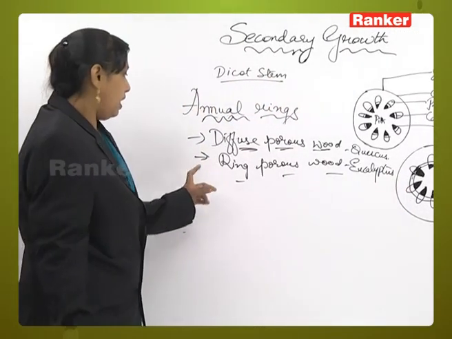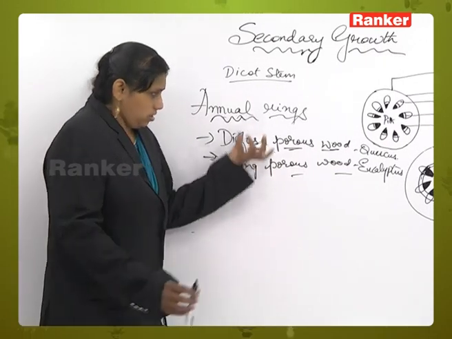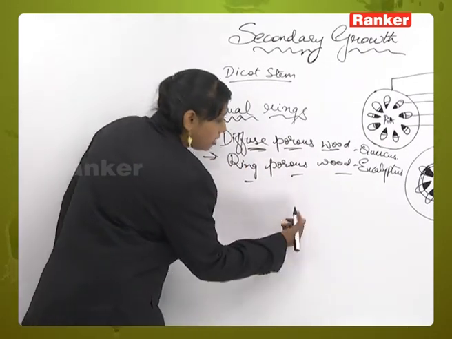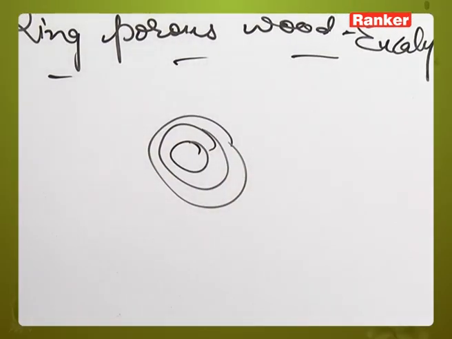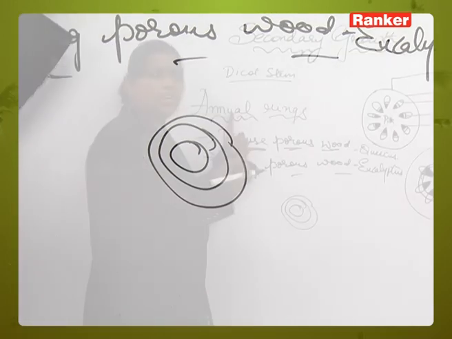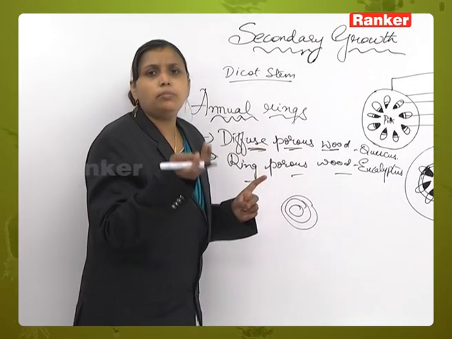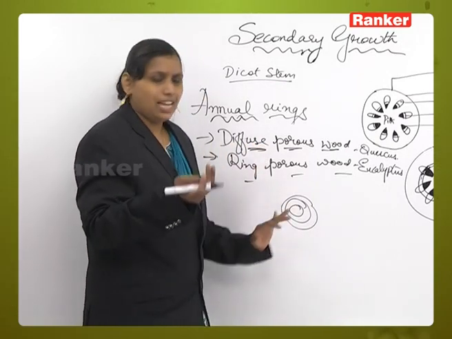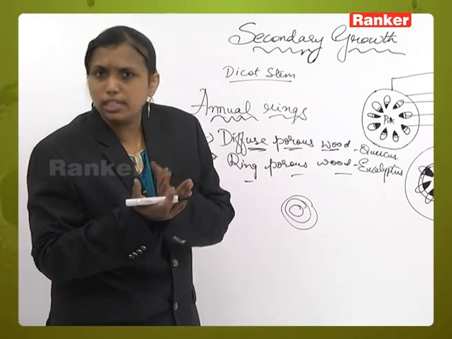Okay. Now, this continuity will lead to the formation of annual rings. So every year there is a formation of a ring of secondary xylem. Each ring is called an annual ring, and the total number of annual rings will count the age of that particular plant. So what are these annual rings? Basically, these are nothing but the secondary xylem formed per year.